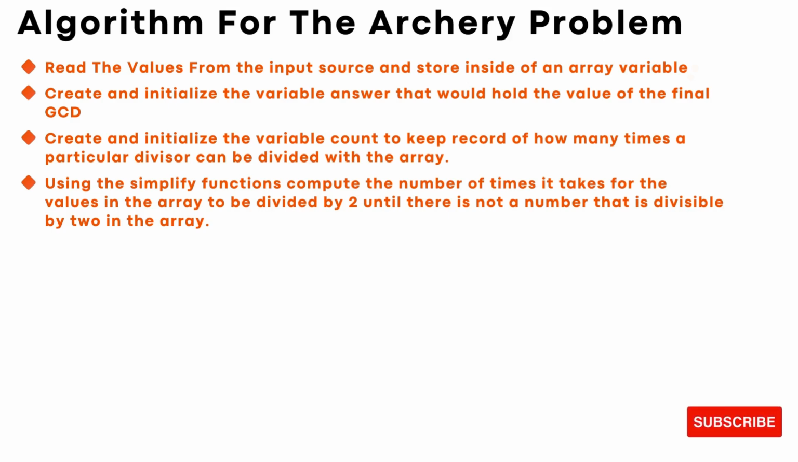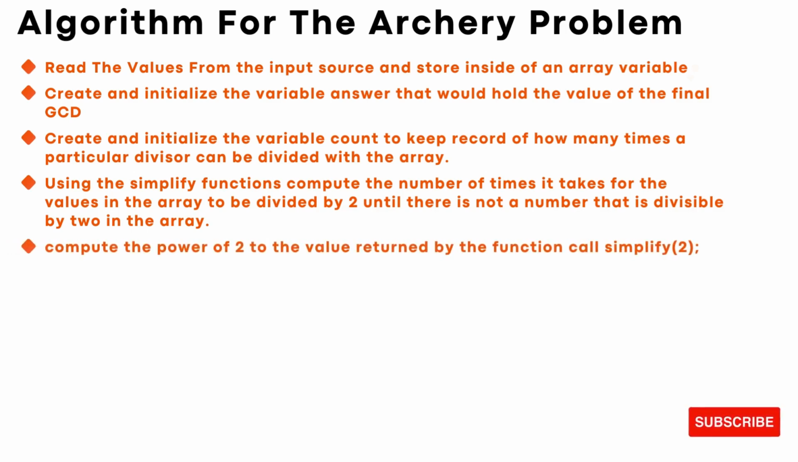the number of times it takes for the values in the array to be divided by 2 until there is not a number that is divisible by 2 in the array. We compute the power of 2 to the value returned by the function called simplify 2. So this is a function I will be calling in our code. Now we add the resulting value to the variable answer that was previously initialized.